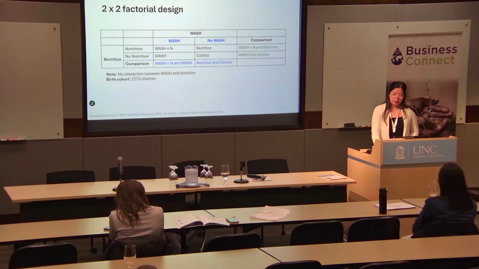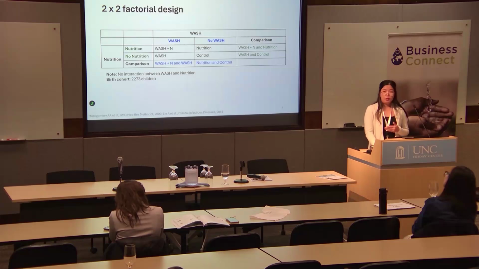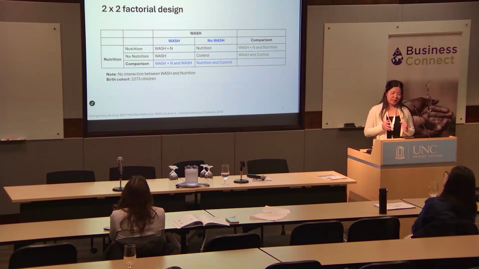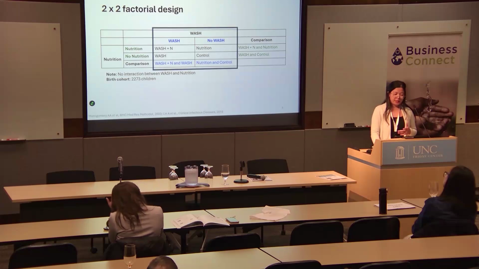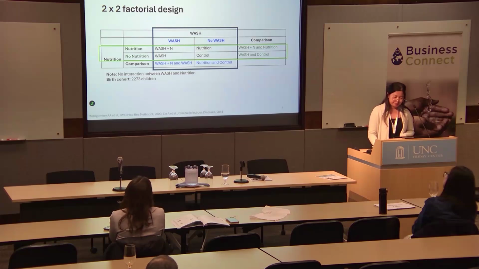In this study, we conducted a secondary analysis of the WaSH Benefits Bangladesh trial, and we used a 2x2 factorial design of the WaSH and nutrition interventions, excluding all the single interventions except for nutrition. This factorial design allowed us to estimate the effect of WaSH and nutrition at the margins, where we estimated the effect of WaSH and nutrition independently while gaining statistical power.